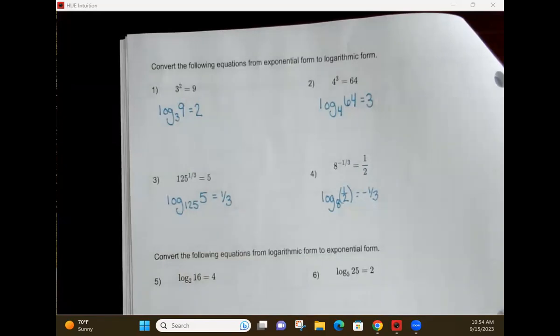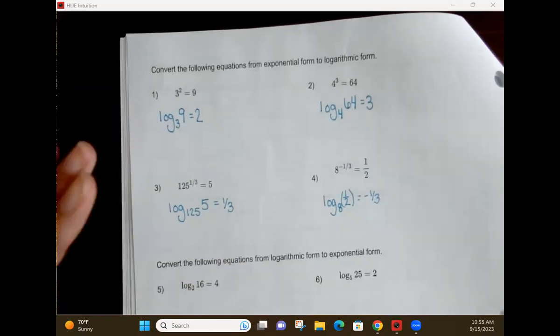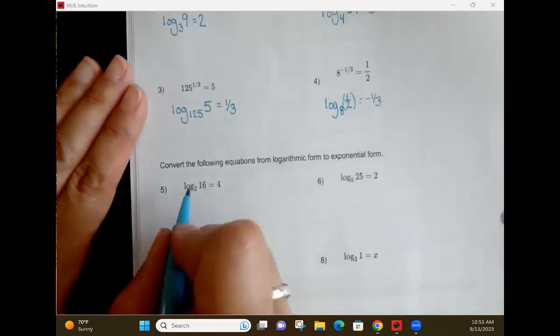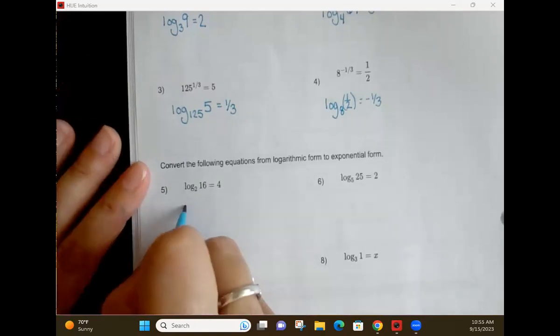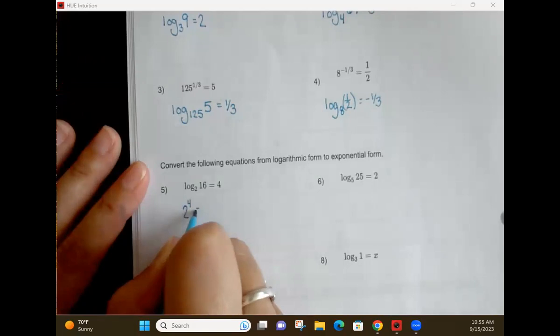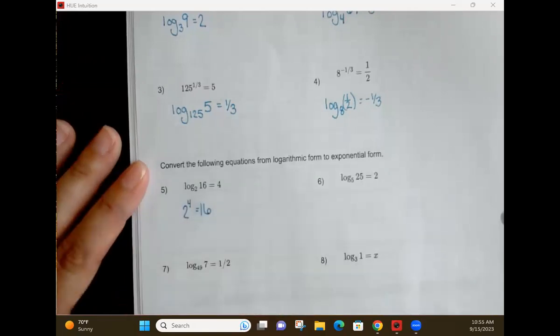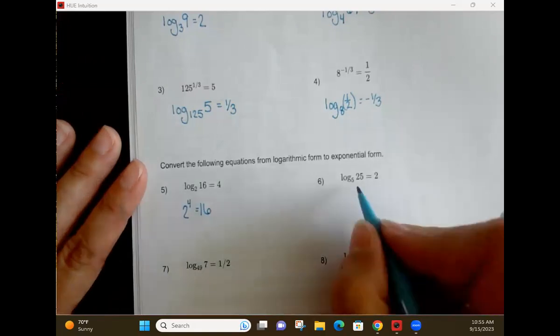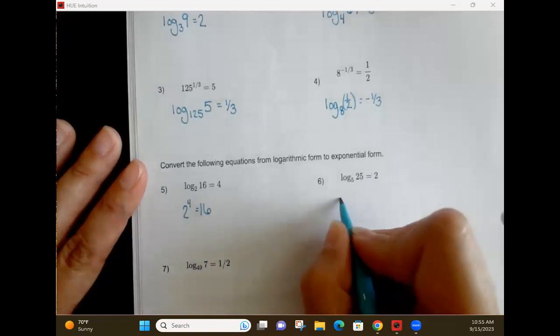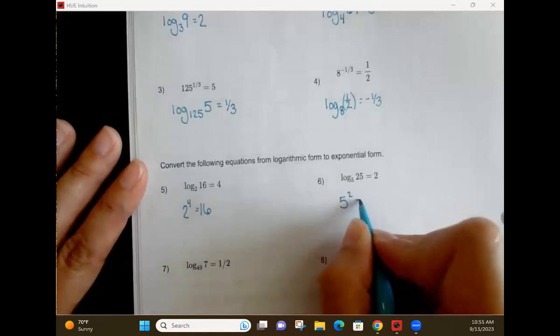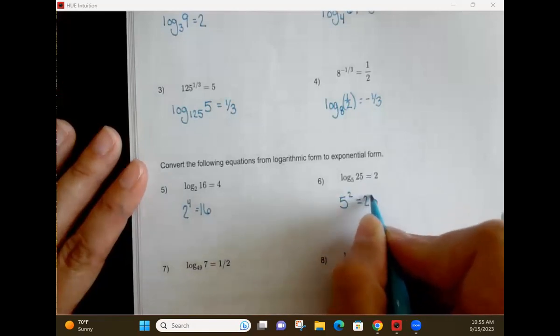In our next set, we're going to start with some logs, and we're going to change them to exponential equations. So for number 5, following that same process, but this time in reverse. This would be 2 to the 4th equals 16. Number 6, log base 5 of 25 equals 2. That would be 5 squared equals 25.